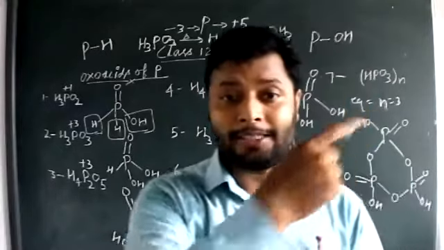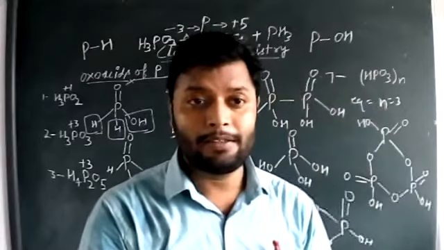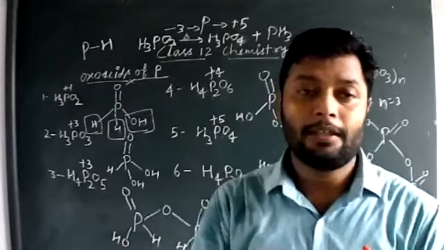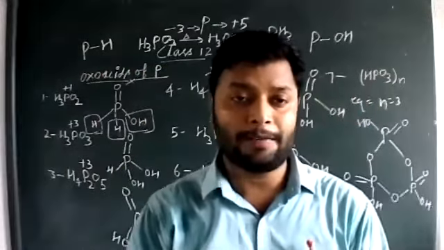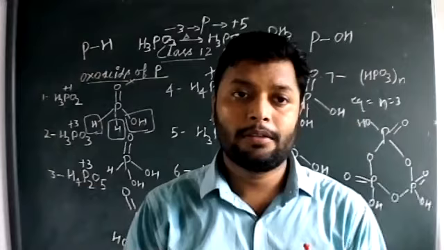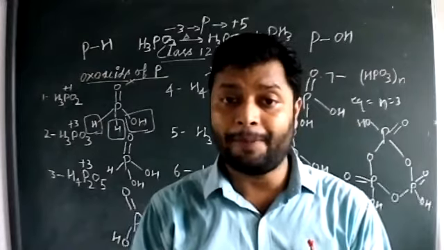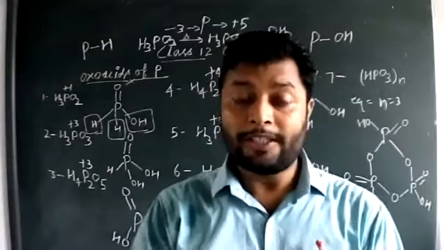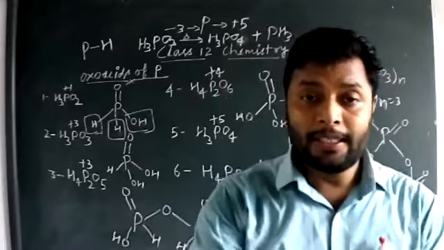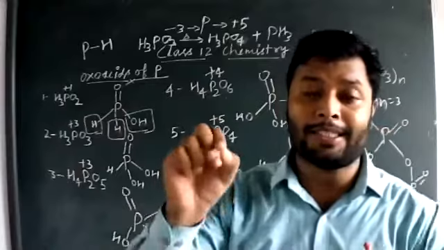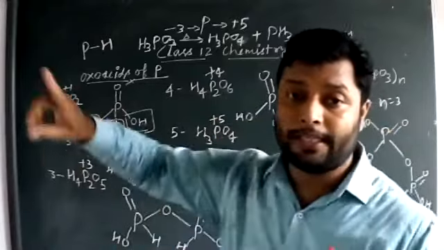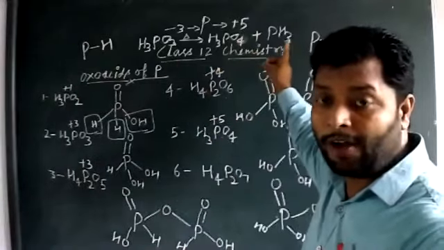One is nitrous acid from the nitrogen family. One is here, phosphorus acid, and the 3rd reaction is given in the D and F block chapter: the disproportionation of copper. So students, you have to be ready for that. Whenever molecules have an element with an intermediate oxidation number, they can disproportionate into higher and lower oxidation numbers.